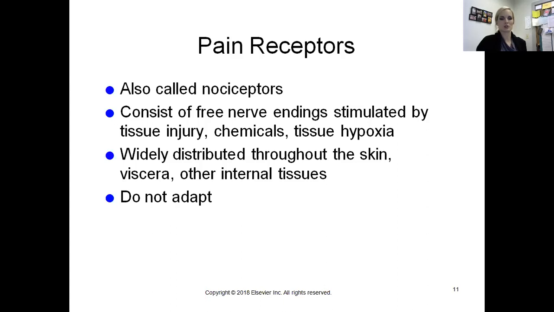So our pain receptors, also called nociceptors, consist of free nerve endings stimulated by different things. So there's tissue injury. Again, in the event that somebody touched that thumbtack in that picture I was just showing you guys, there might be some injury to the tissue. Chemicals, so sometimes chemicals can cause pain, whether it's on the surface or maybe even internally. We've maybe swallowed something we shouldn't have. Or tissue hypoxia, which is a tissue not receiving the amount of oxygen that it should.